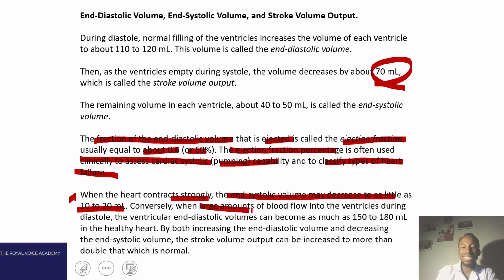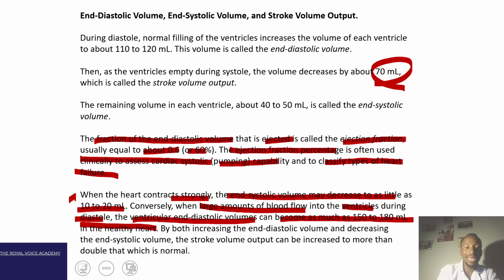And conversely, when large amounts of blood flow into the ventricles during diastole, the ventricular end diastolic volume can become as high as 150 to 180 mL in a healthy heart, because that could happen maybe because you are exercising. So your heart muscles will have a greater capacity to hold blood because there is increased venous return. Venous return is the amount of blood that is coming from your veins into your heart. So it will increase all the way from 110 to 120 up to 150 to 180 mLs, and this will be mediated by something we call the Frank-Starling mechanism of the heart, which we will explain in a separate lecture.